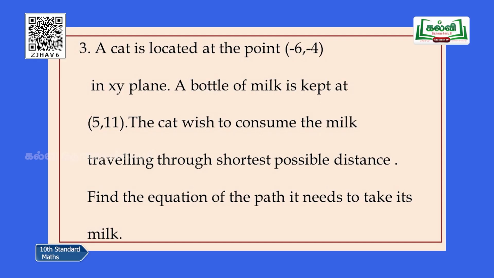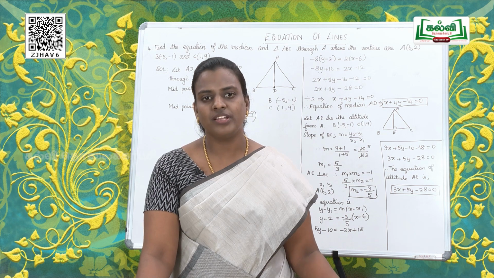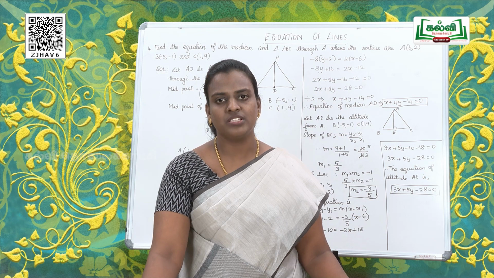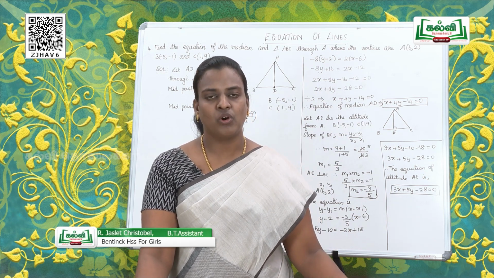A cat is located at the point minus 6, minus 4 in the xy plane. A bottle of milk is kept at 5, 11. The cat wishes to consume the milk traveling through the shortest possible distance. Find the equation of the path it needs to take to reach the milk. Looking at the question, we can easily find out that there are 2 points given. There is a cat which is located at one point and a bottle of milk at the other point. So you are going to find the equation using the 2 points and find out the equation of the path which the cat has to take to drink the bottle of milk.